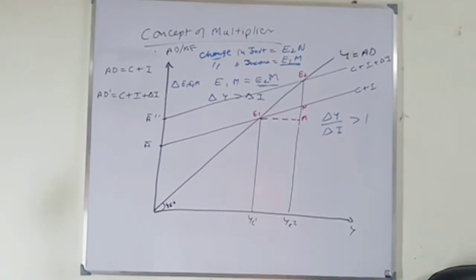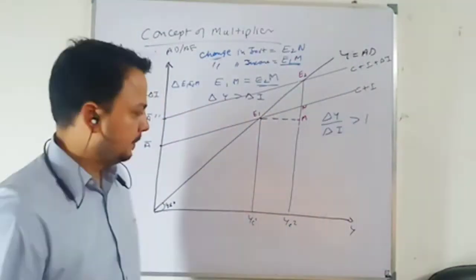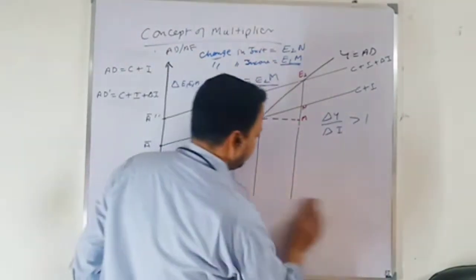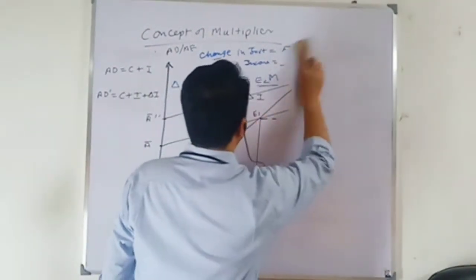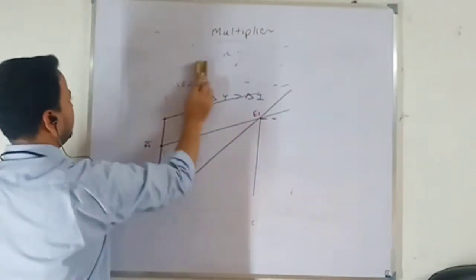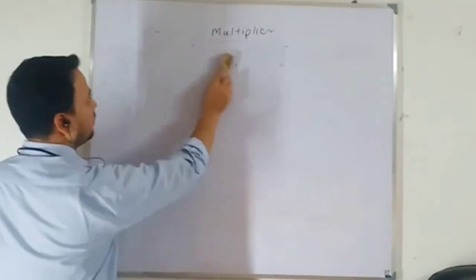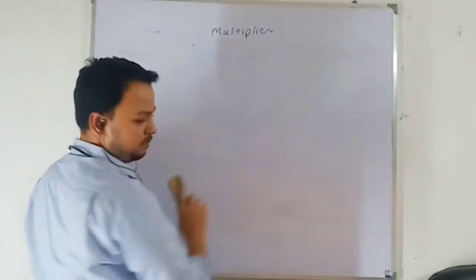Is this concept clear? Next, working of the multiplier. Tomorrow I will do it again, because we have time. So I will just finish it here.